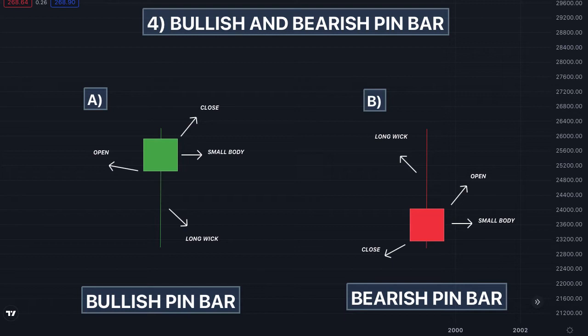Pin bars are known for their long wick and small body. It's just like the gravestone and dragonfly doji, but pin bar doesn't have tiny bodies. Bullish pin bar is a bearish rejection, meaning that the price is refusing to go more down as buyers comes in with full force into the market. Same thing goes to the bearish pin bar. It is a bullish rejection candle, which means that the price is refusing to go more up as sellers comes in with full force to sell the currency.